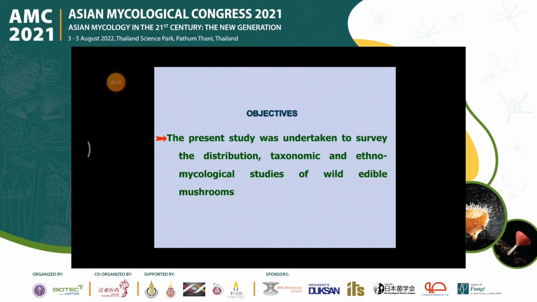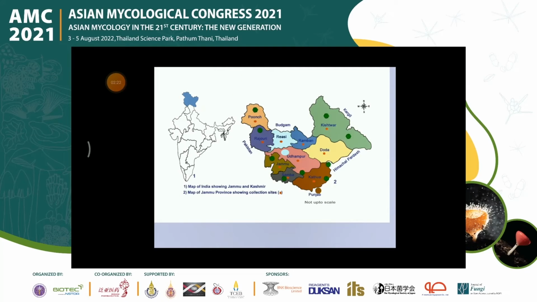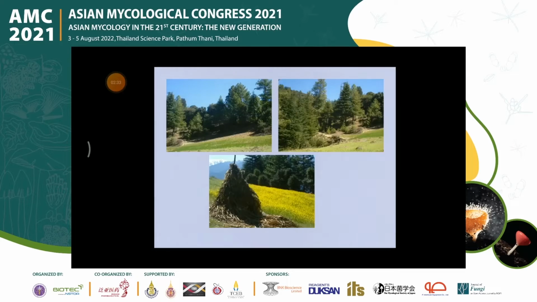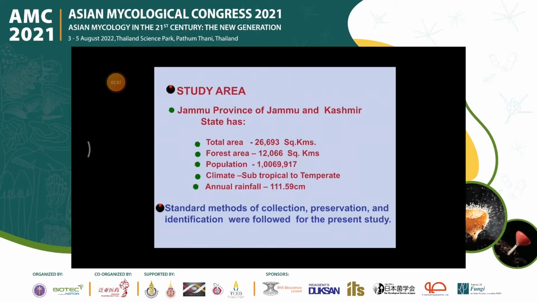The present study was undertaken with the distribution, taxonomic, and ethnomycological studies of these mushrooms. Here you can see a blue color depicts my whole study area, that is Jammu, Kashmir, and Ladakh, which are nowadays two union territories of India. These are the topographic views of some of my collection sites. Standard methods of collection, preservation, and identification were followed.